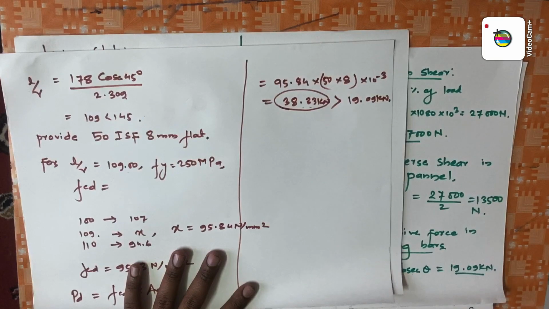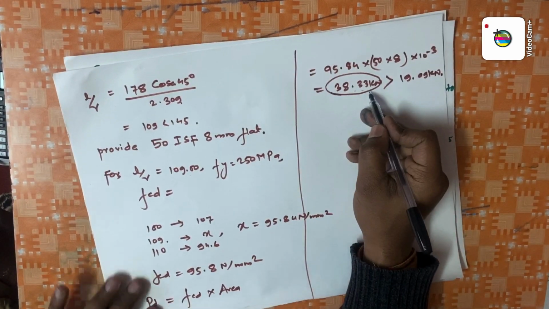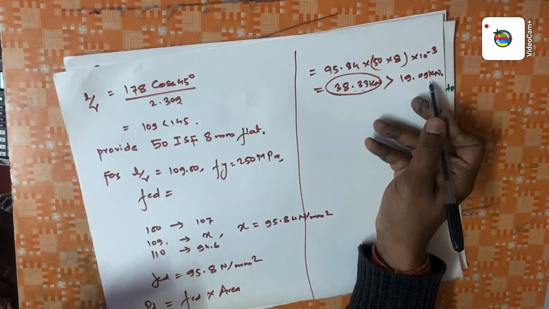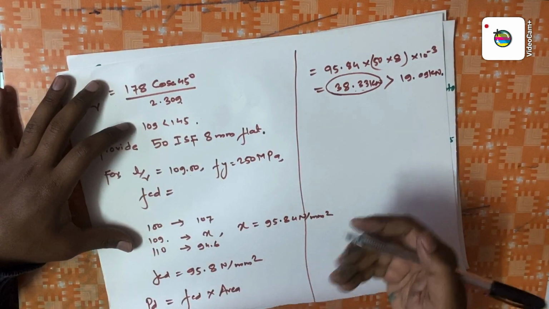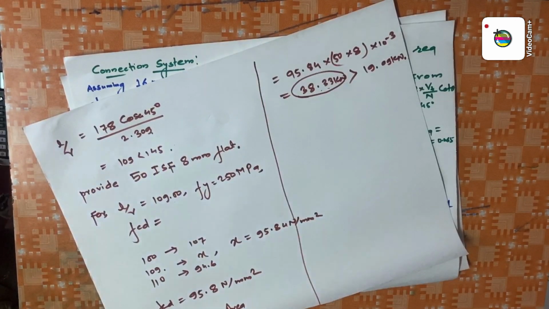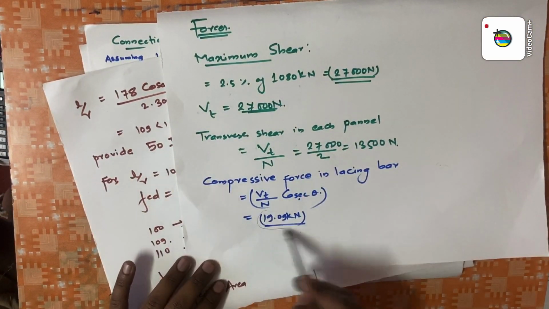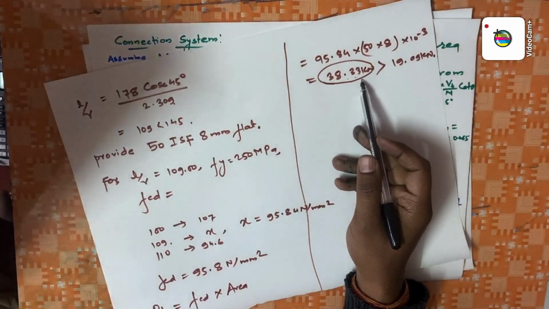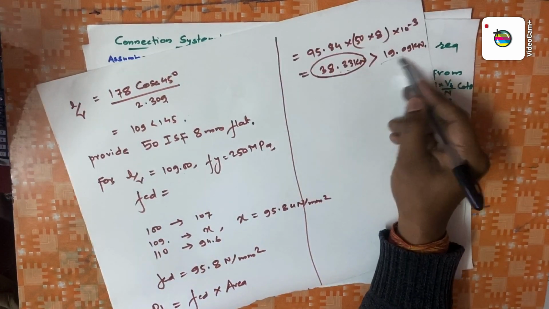So it can easily calculate this value. 38.33 is the design strength of a lacing plate, which is greater than this 19.09, which we already calculated. We have already calculated the compressive force in the lacing bar. This is 19.09 kilonewton, and we can see here it's 38.33. It is obviously greater than 19.09, so it can easily withstand this load.